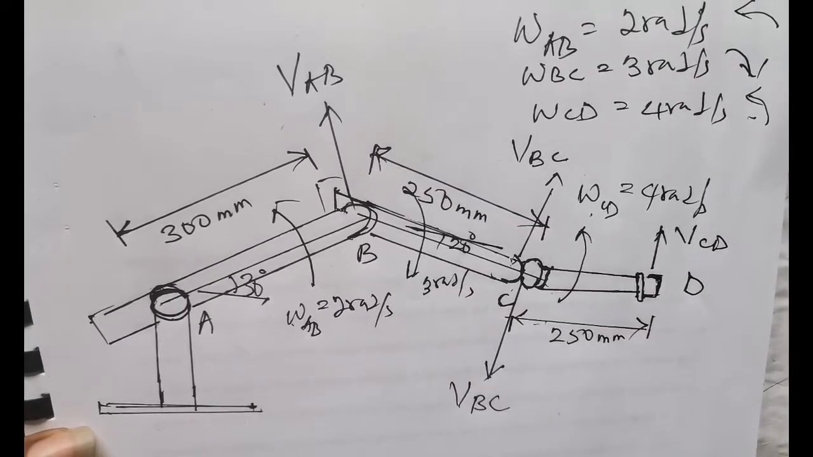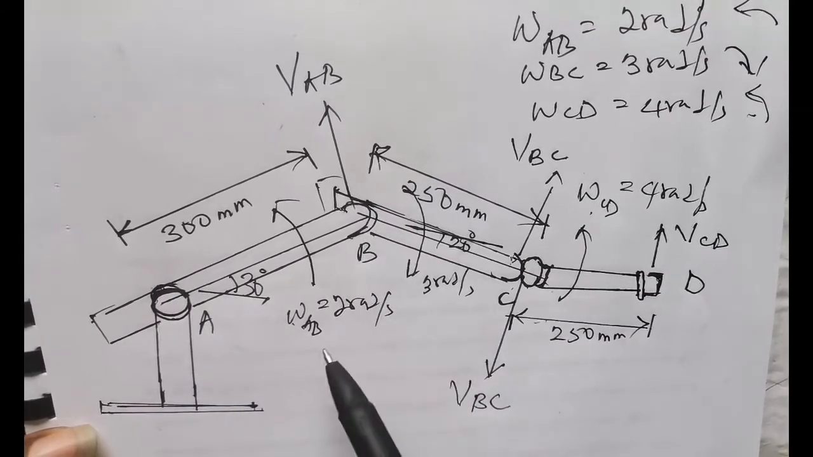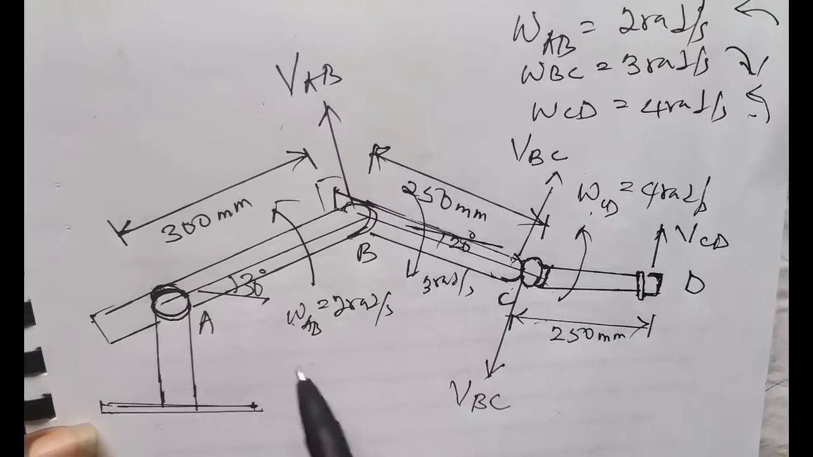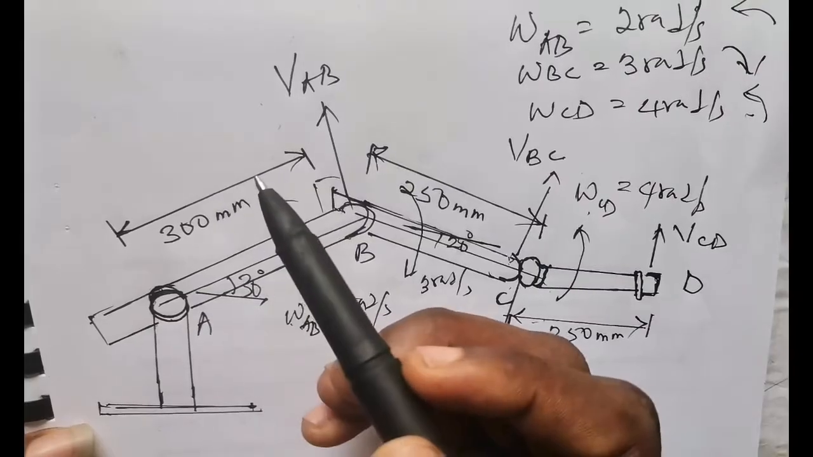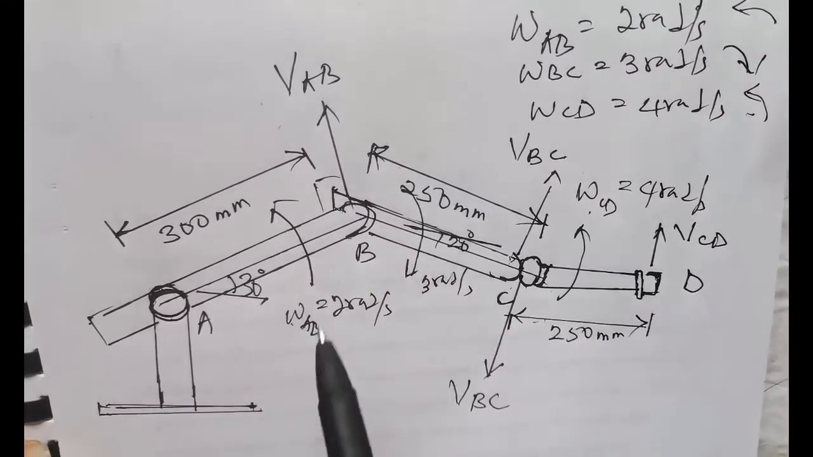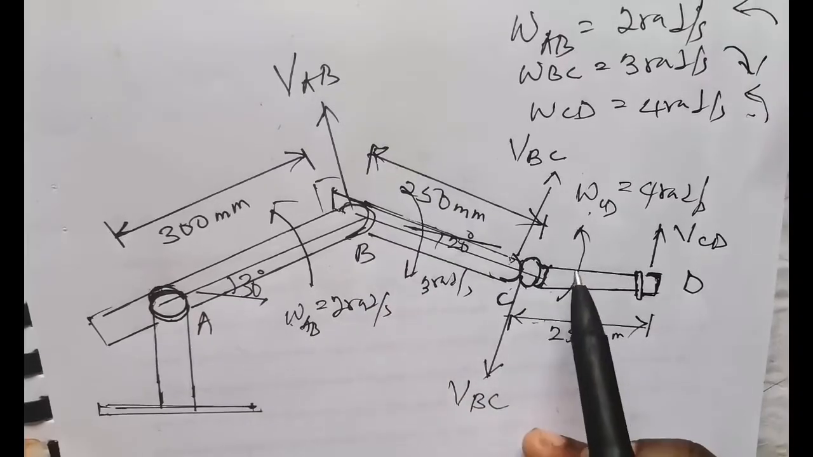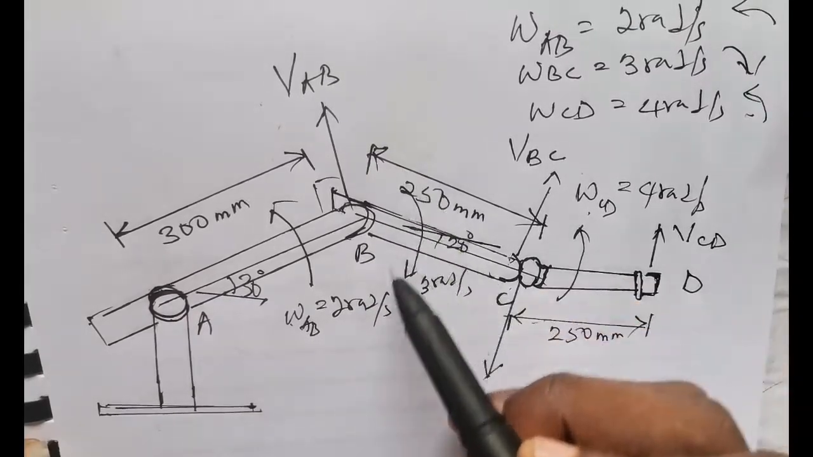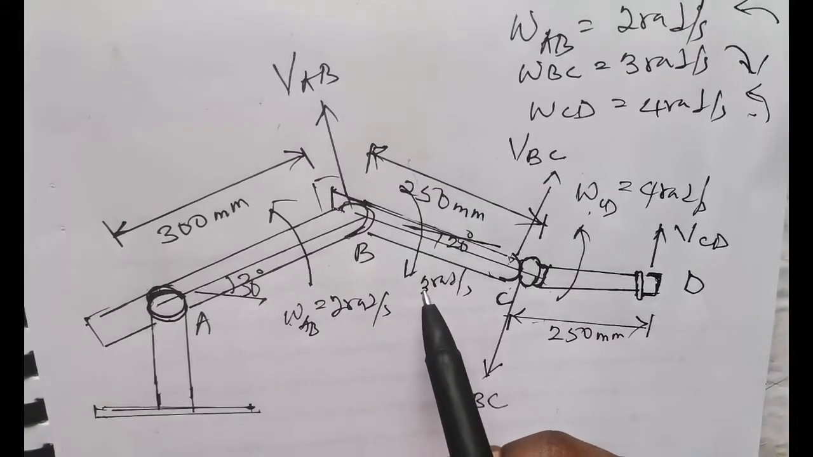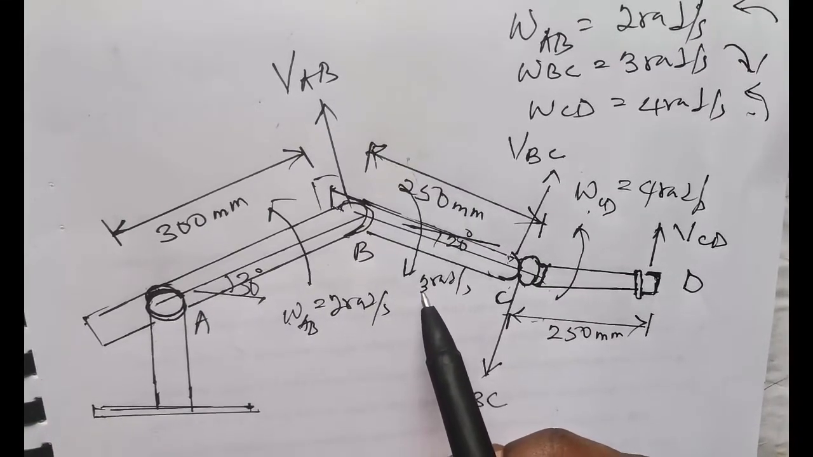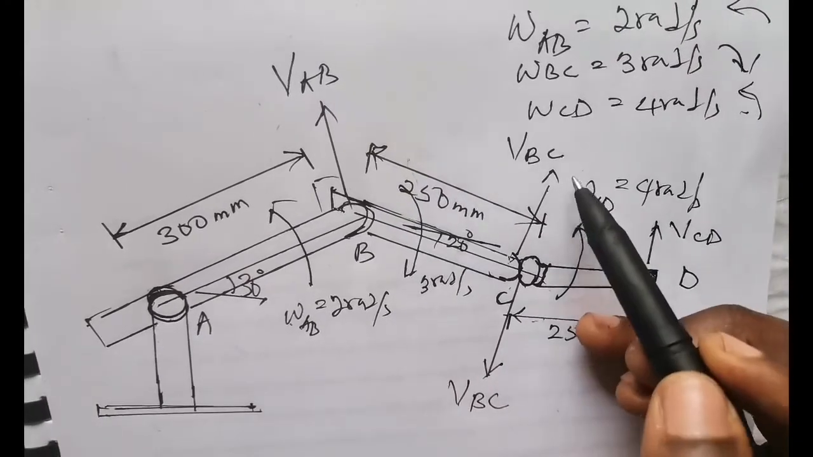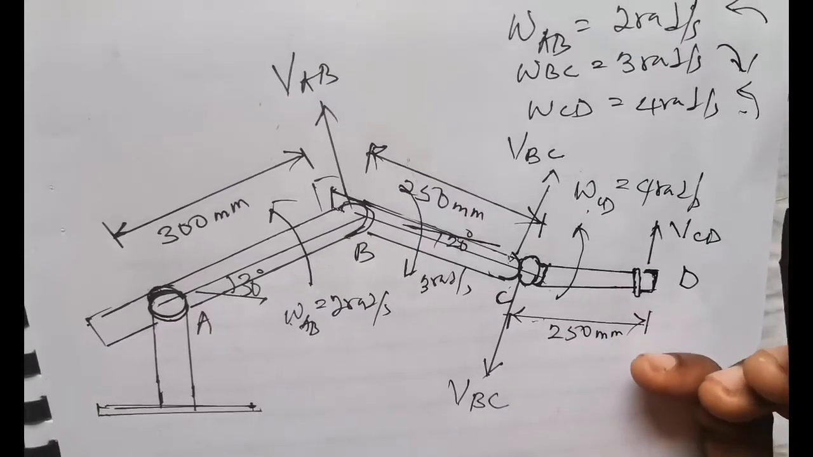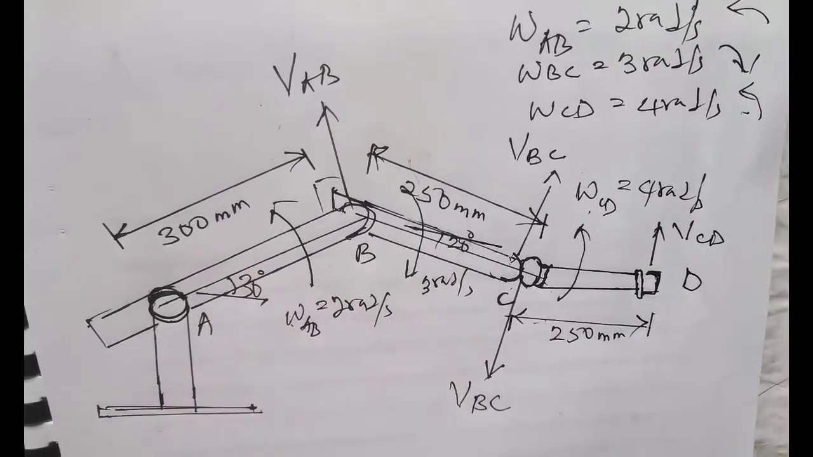Now to do this, the first thing, we are given the angular velocities. The angular velocity between arm A to B was given as 2 radians per second, and it is in the counterclockwise direction. So this is the anti-clockwise direction, against the direction of the clock. Whereas the link B to C is moving in the clockwise direction with an angular velocity of 3 radians per second, and link C to D is moving also in the anti-clockwise direction with an angular velocity of 4 radians per second. So this is all the directions indicated.